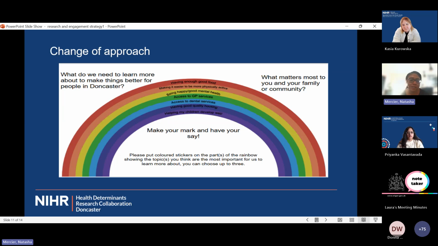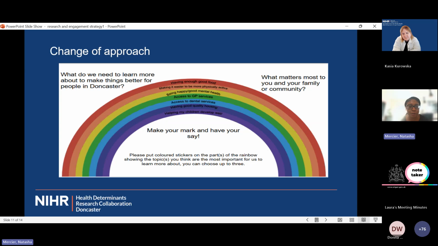So you'll see here, this is a quick and easy exercise which enables people to say what matters to them in terms of research priorities. I'll just give people a little bit of a second to have a read of that. I'm hoping that people can see the writing that's on the rainbow as well. So essentially, people were just asked to put a coloured sticker onto the parts of the rainbow in terms of what's important to them, and people were asked to choose up to 3.